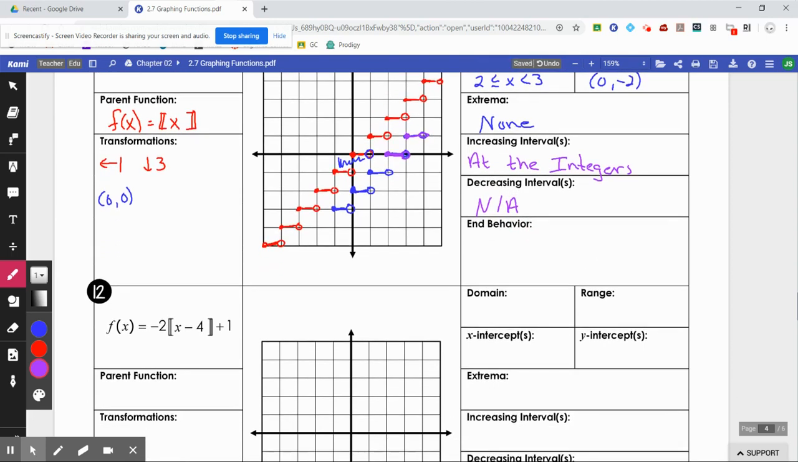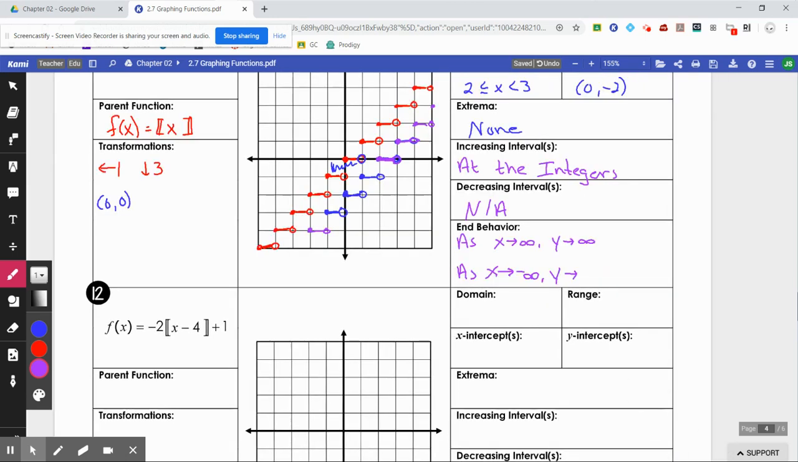In end behavior, as we travel to the right on our graph, notice that we are always stepping up and going up and going up. So as we travel to the right, your y value is approaching infinity. We're always traveling uphill, and then as we go to the left, we're always going down. So therefore, y would approach negative infinity.